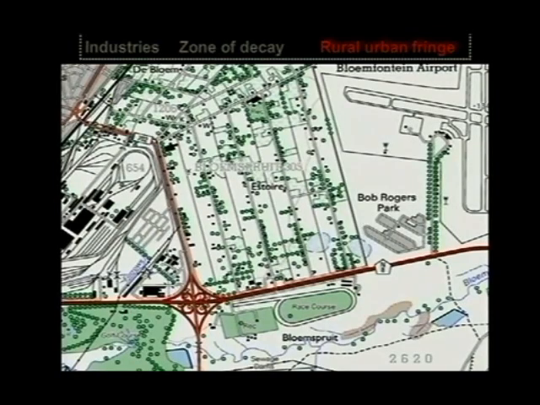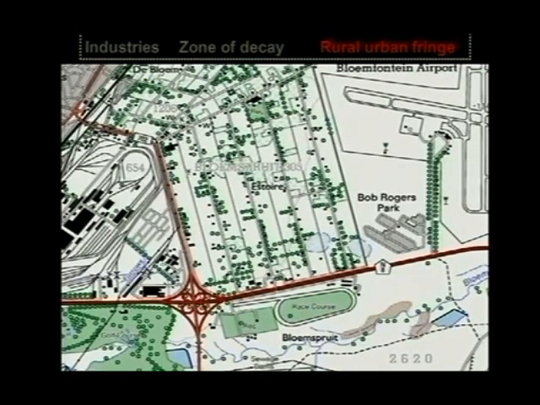Now let's have a look at the rural-urban fringe. Here we've got the rural-urban fringe of Bloemfontein. Let's see what we find here. Here we find the airport, Bloemfontein Airport. Here we've got small holdings. Here we've got a golf course, recreation, sewage dam, race course. These are classical examples of functions found in the rural-urban fringe.